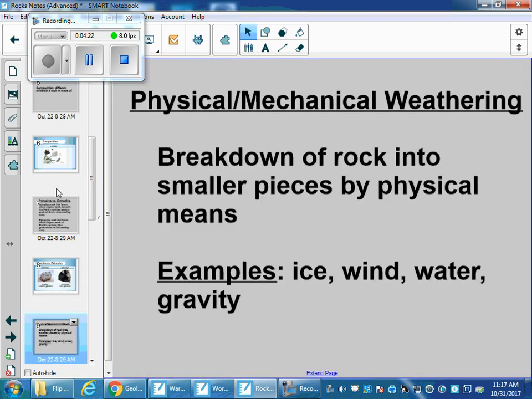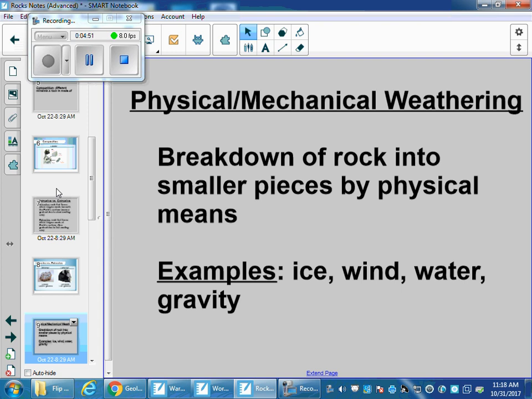Right. One of the other things we're also going to talk about is weathering. Now, there are two types of weathering. There's physical-mechanical weathering, which is one type. Both of those words, physical and mechanical, are used to describe the same process. So physical-mechanical weathering is the breakdown of rock into smaller pieces by physical means. So there's no chemical reaction taking place here. We're just breaking a rock into smaller pieces.